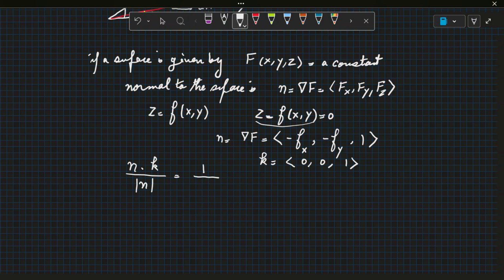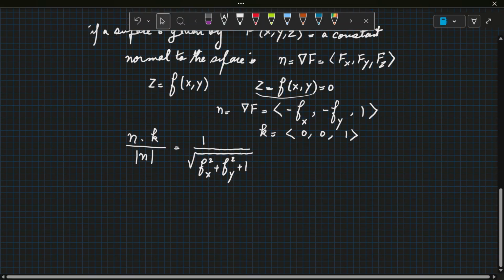The length of n is just the length of this vector. The length of this vector is going to be given by a sum of, so I take each of the components, f sub x squared, f sub y squared, and 1, I square them and add them up. So that is my n dot k.